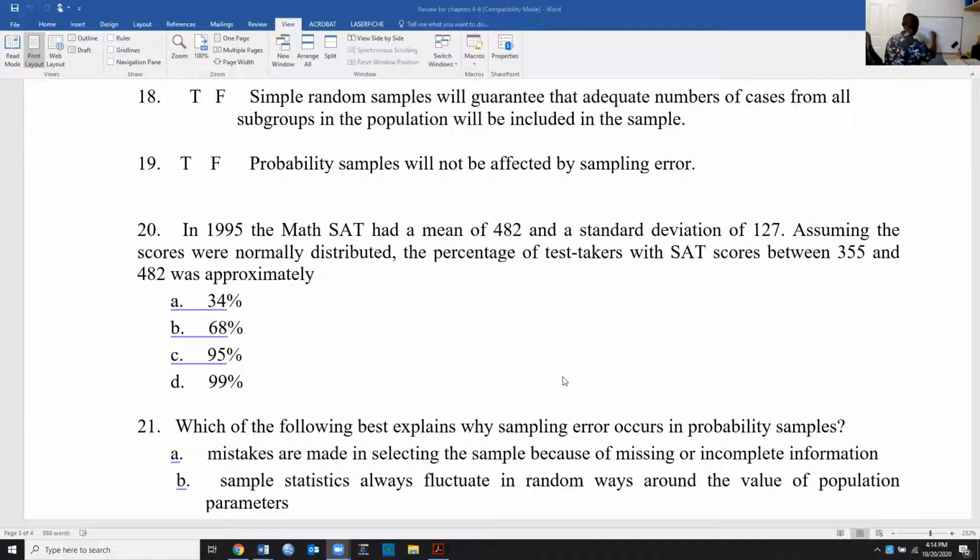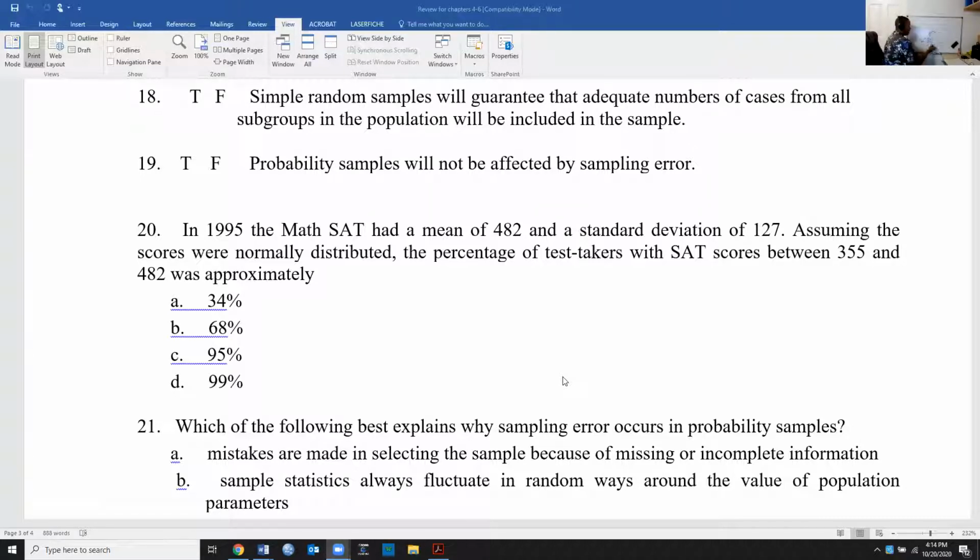And then I'm going to put down the mean. I know the mean is 482. And I know that this raw score is 355. Now, it also tells me that I want to know the percentage of test takers that score between 355 and 482. So I'm going to highlight or shade in this section.